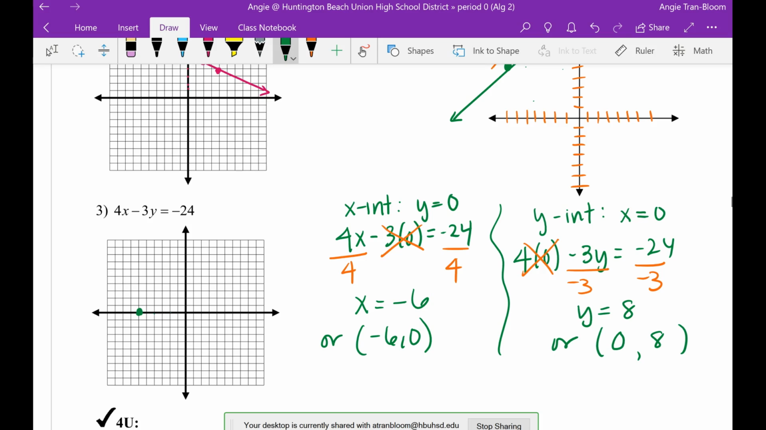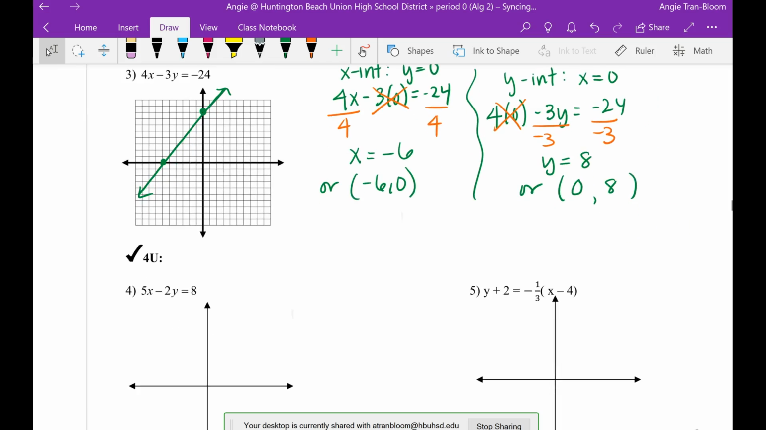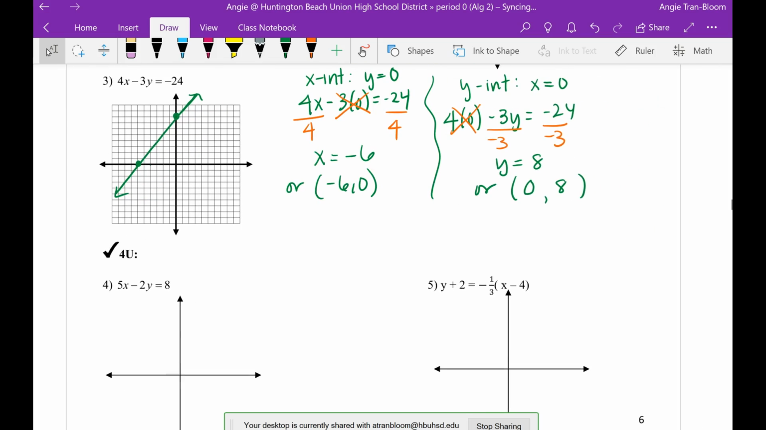Okay. So I'm going to go up 8. Do I have 2 dots, guys? Yep, make a straight line. Okay, so we have check for understanding next. I'm going to give you guys about 3 minutes to do the check for understanding, and then we'll come back together on those after the 3 minutes.